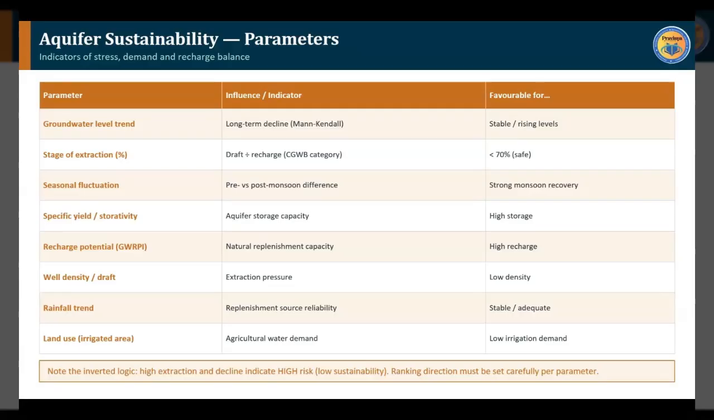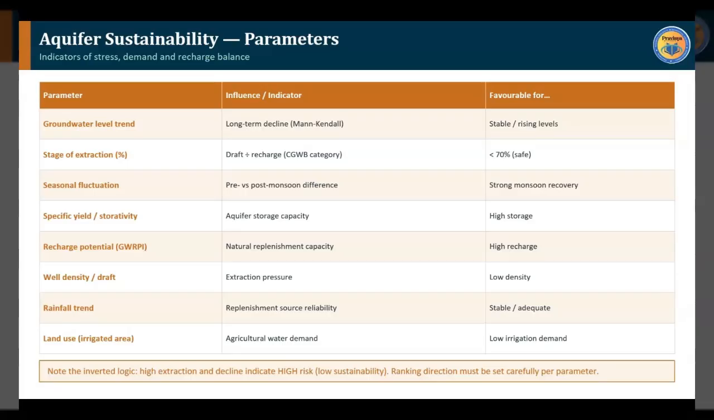Sixth, we will talk about well density and pumping density, the concentration of these abstraction points. Where you have hundreds of borewells packed together, very closely spaced, the cumulative draft is more, and hence we give it a higher risk. Then we have land use demand. High demand crops like paddy or sugarcane, which consume a lot of water, or very dense urban demands, will push extraction, and hence we will have to assign a higher rank to it. Then we have rainfall variability.